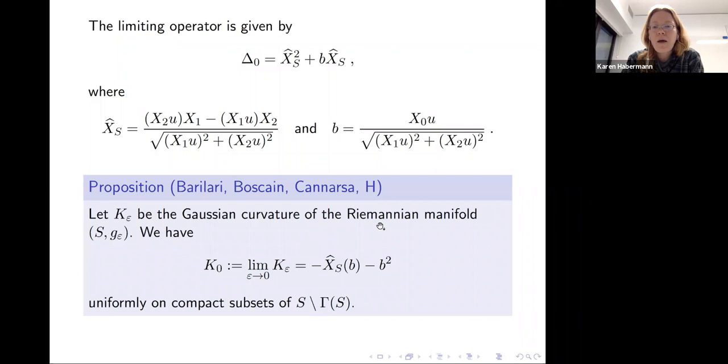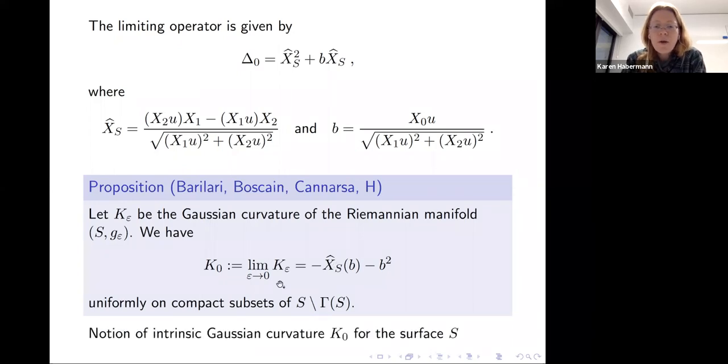So if you go back and look at those Riemannian manifolds S_G^epsilon, which we used earlier on, then for all of those surfaces or two-dimensional Riemannian manifolds, you can compute the Gaussian curvature K_epsilon. And if you now take the limit as epsilon tends to 0 of those K_epsilons, then this is given as minus this characteristic vector field applied to the function b, minus b squared. And in a way, you can think of this K_0 as a notion of intrinsic Gaussian curvature for the surface S in the setting we care about.